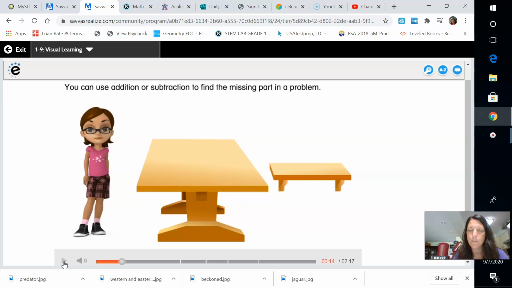Words like how many more, how many less are comparing. And when you're comparing things, it's always subtraction. So I want you to be using your highlighter today to find the words so you know whether you're subtracting or adding in a problem.